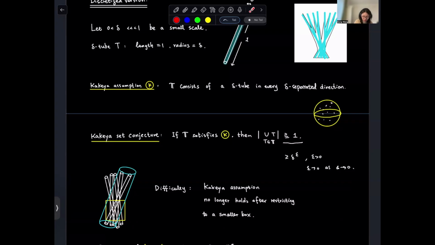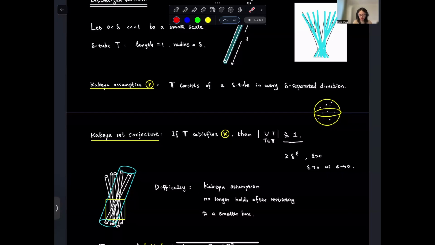Even if we take the small box to be a thick tube, there is no guarantee that the thin tubes inside the thick tube should satisfy the Kakeya assumption. So this is the main difficulty: if we want to apply induction on scale, then this nice assumption does not preserve under induction, or under restricting to a small box. So this assumption is very hard to use. So can we replace it by something else?